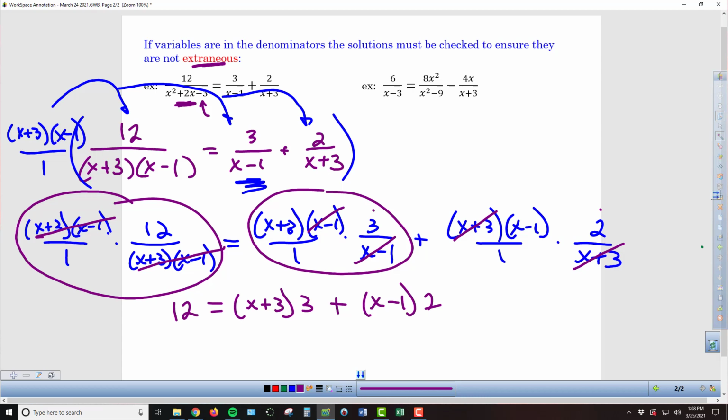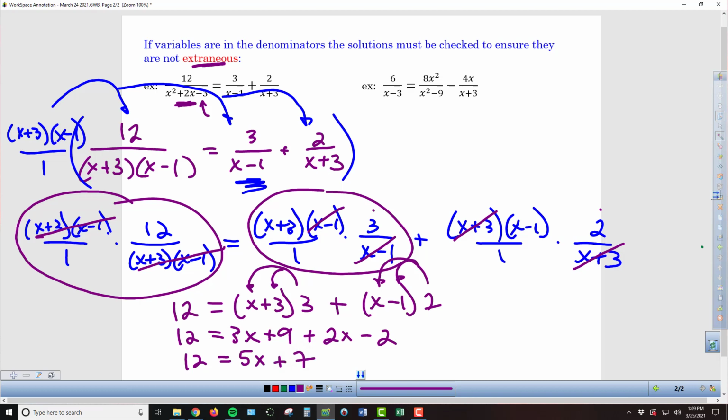So I'm going to distribute and then eventually gather some like terms. So I've got 12 equals, if I distribute here, I get 3x plus 9. And then if I distribute here, I get plus 2x and then a minus 2. So I'm going to gather my like terms on this right-hand side. 3x and 2x gives me 5x. And then 9 and minus 2 gives me plus 7.